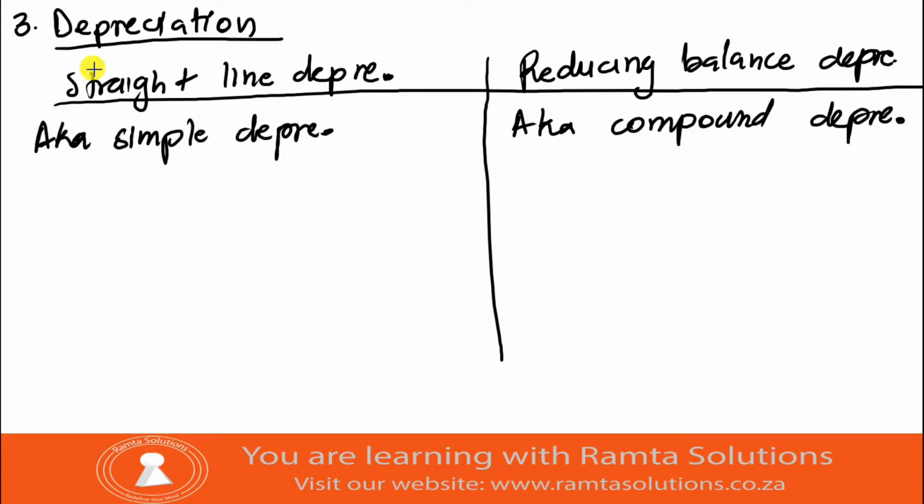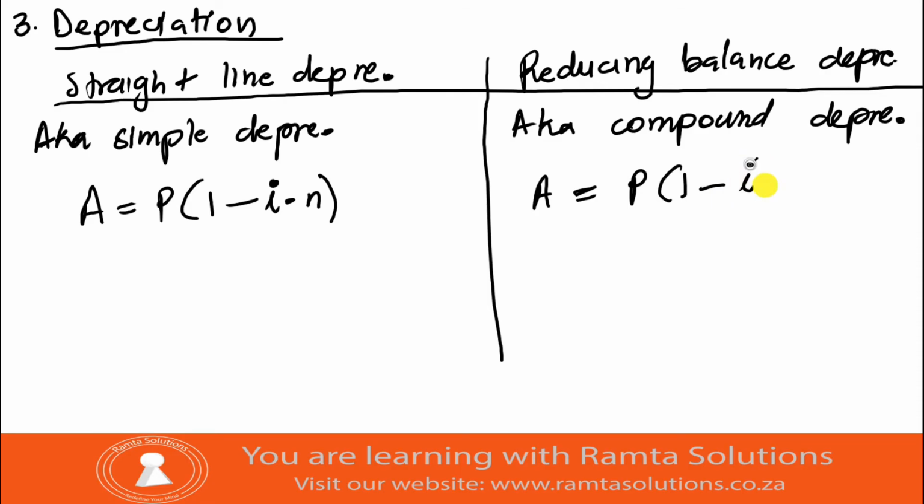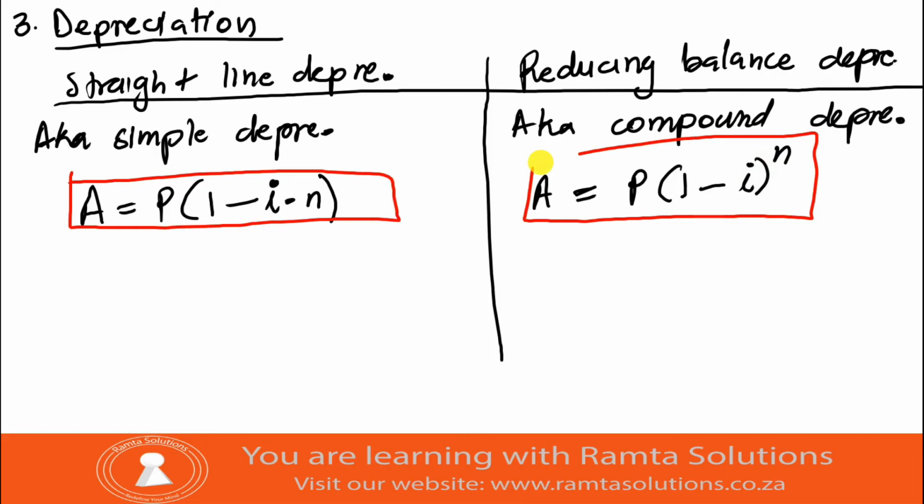So the formula, because the ones that we've been dealing with so far has been interest, this one, because it's depreciation, the value goes down. So instead of a positive, it'll be minus I times N. Even here, it'll be a minus. So these are the formulas for straight line depreciation and reducing balance depreciation. These variables or parameters still mean the same thing.